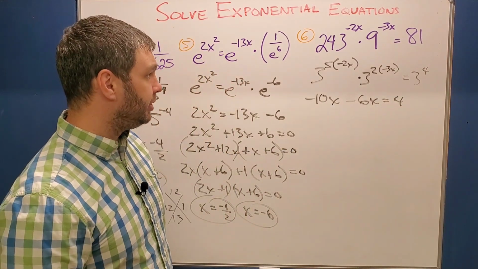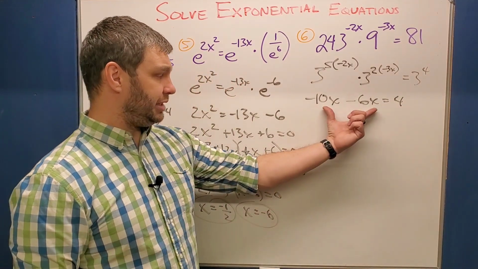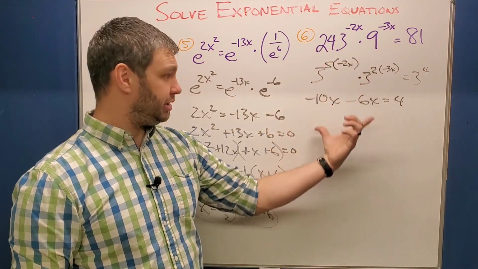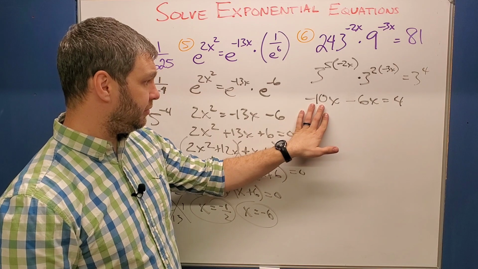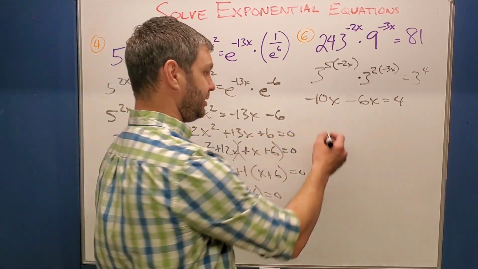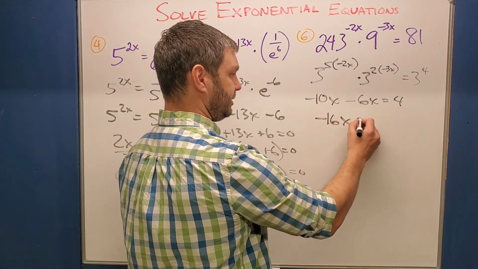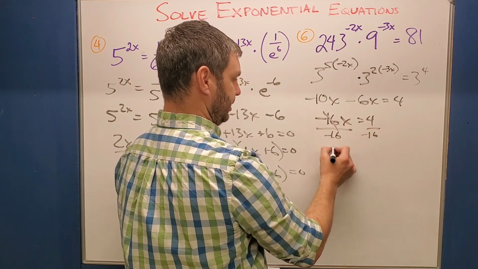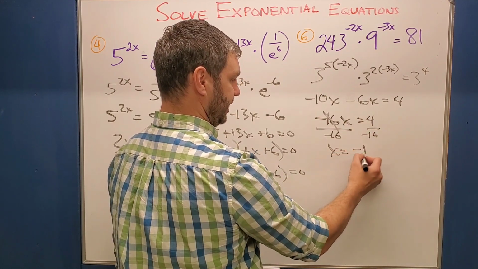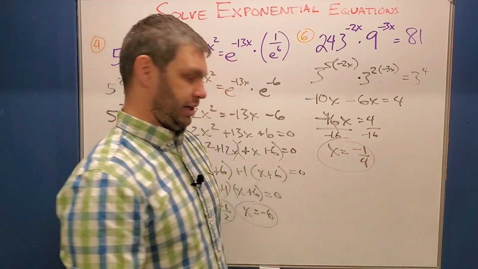All right, this one doesn't have an x squared, so we can just put those together and solve here. What is negative 10 minus 6? Well, that's negative 16. x equals 4, divided by negative 16. And we just get a simple negative 1/4 for the answer on that one.